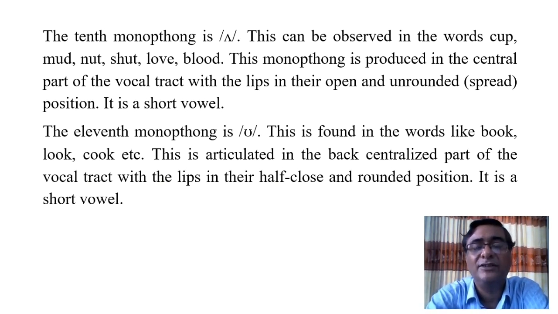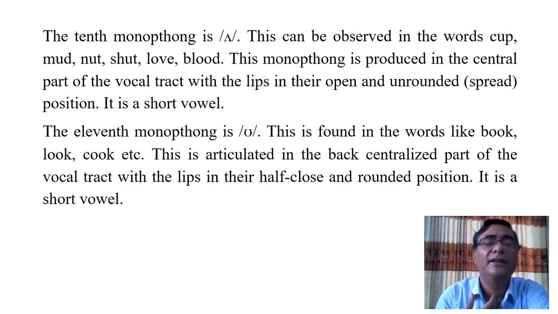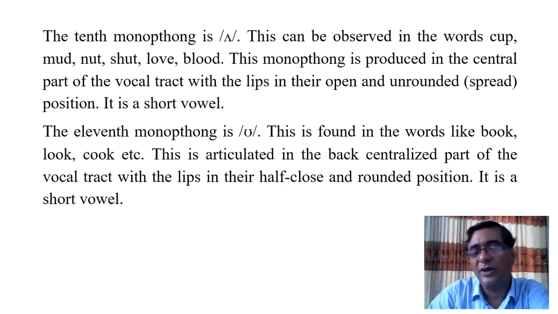The 11th monophthong is ʊ, not you. This is found in words like book, look, cook, etc. This is articulated in the back centralized part, so almost the back part of the vocal tract, with the lips in their half closed position, not fully closed but almost closed, and rounded position. Look at the position of my lips, rounded. In these cases, the lips become rounded, and it's half closed, almost closed, and it's a short vowel. You have already noticed.